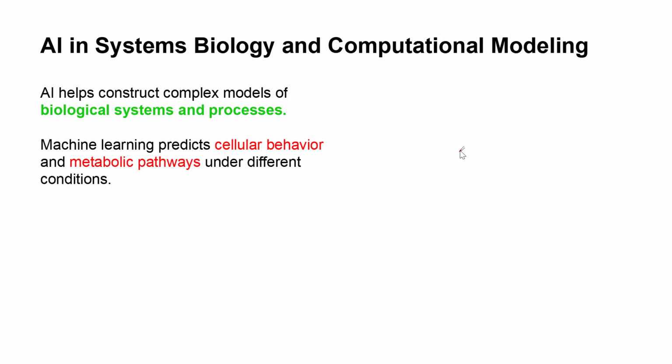Machine learning can also predict cellular behavior and metabolic pathways under different conditions. So with machine learning, ladies and gentlemen, you can predict the behavior of a cell as well as the behavior of metabolic pathways under different conditions, for example under starvation. Machine learning can predict what happens to each and every metabolic pathway in every living organism. So you should understand that machine learning plays an essential role in systems biology.